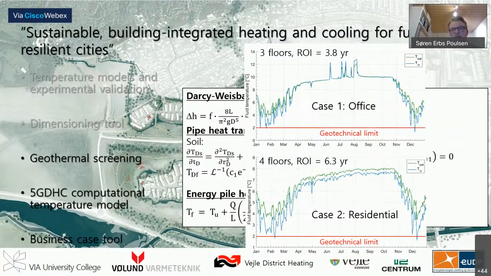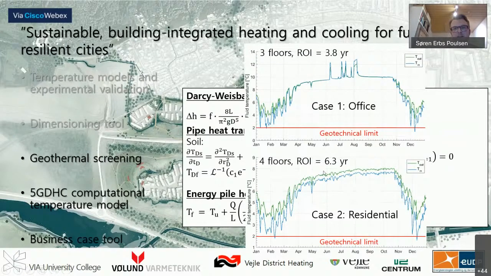We found that energy piles, if fully employed, can support three floors on average with a return of investment of 3.8 years. In the residential case, we can supply a little bit more, four floors, and the return of investment is 6.3 years. The main reason for these differences is that we have peak loads in the office case, in terms of both heating and cooling. And we have a lower limit on temperatures, the geotechnical limit of 2 degrees. We are not sure about geotechnical stability once we go below these fluid temperatures, so we can't accept that.